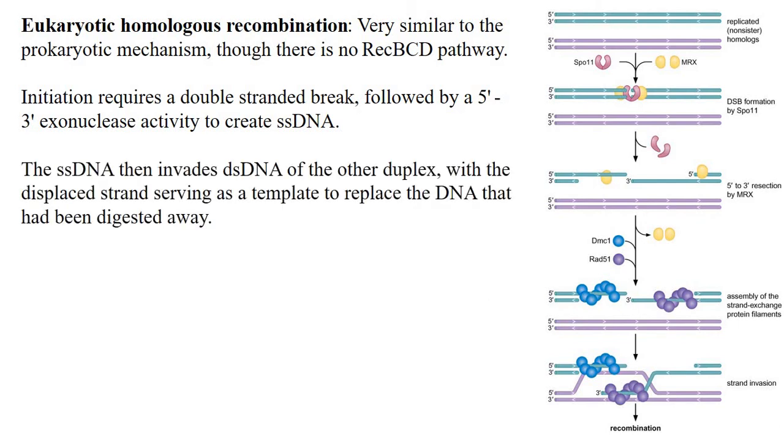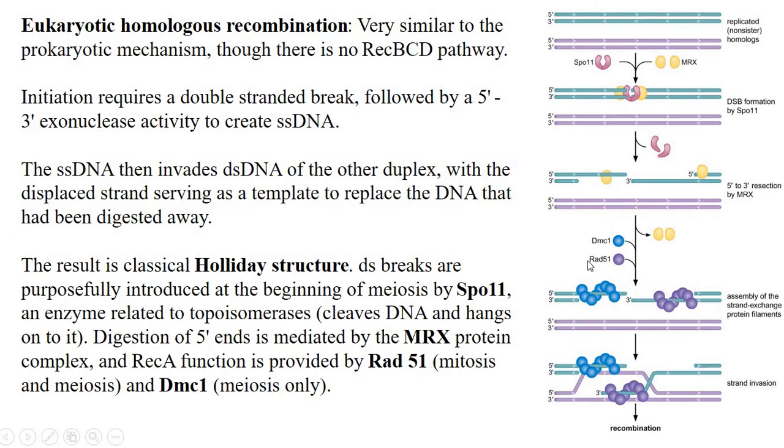So here, once the double-stranded breaks are made, they lead to the 5' to 3' resection, which makes these single-stranded DNA templates or single-stranded overhangs. It will then go and find the homologous sequence on the homologous chromosome, and this homologous chromosome will be invaded by these 3' overhangs. This invasion will form the Holliday junction, just like we talked about in the prokaryotic chromosomes.